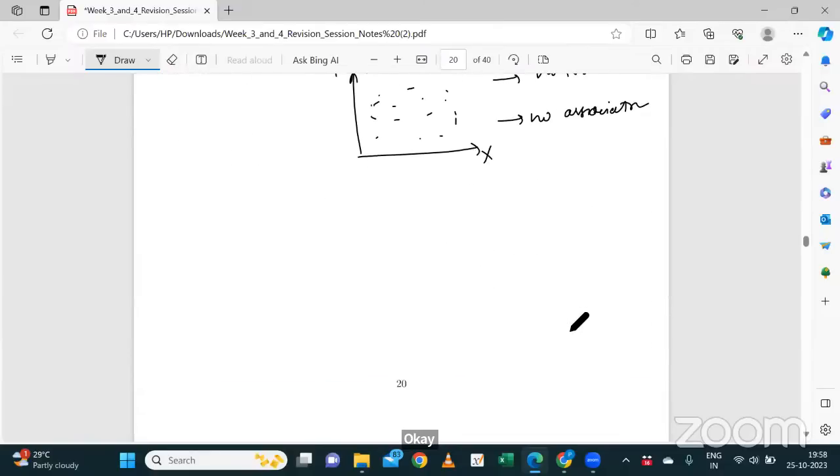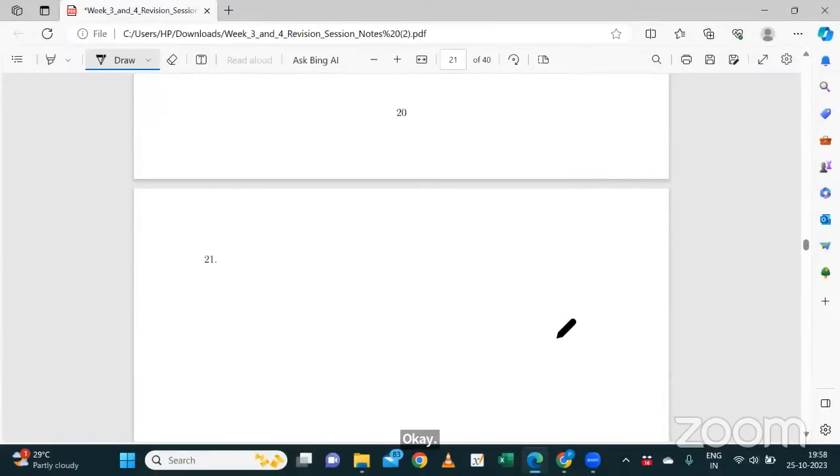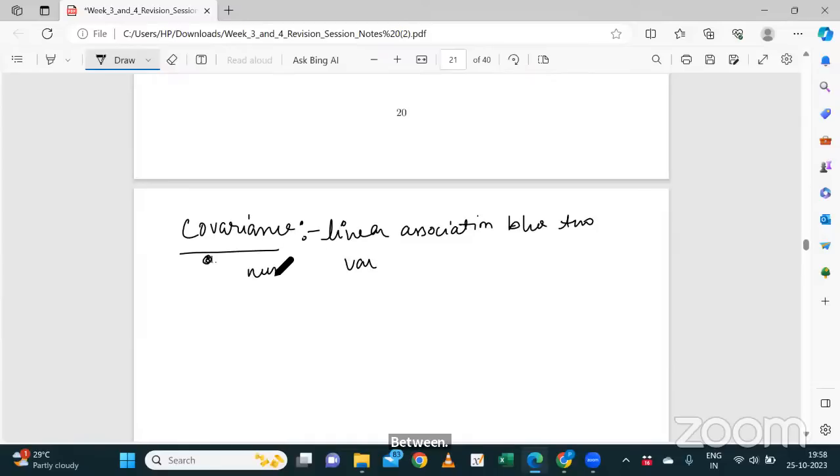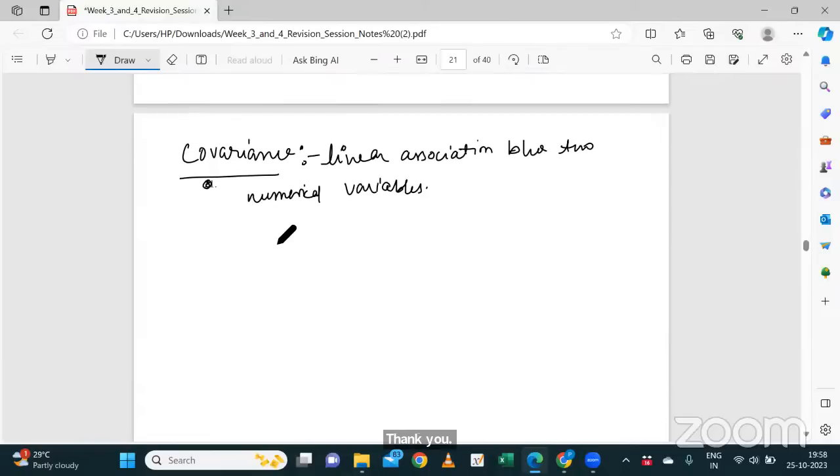What if I want the things in number? For that, covariance comes into the picture. Covariance basically tells us the linear association between two numerical variables, and it has a unit. I will tell you what. So basically, what is the formula for covariance? Let me just write down the formula.